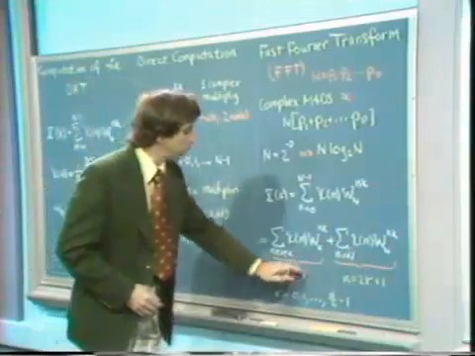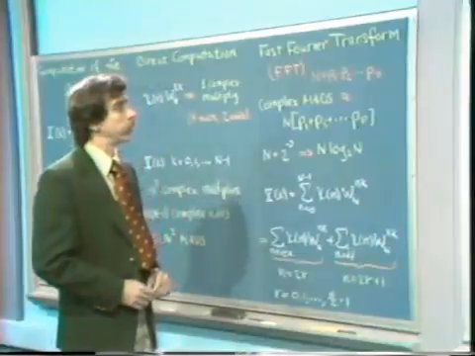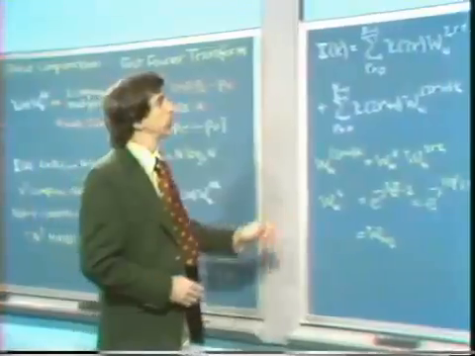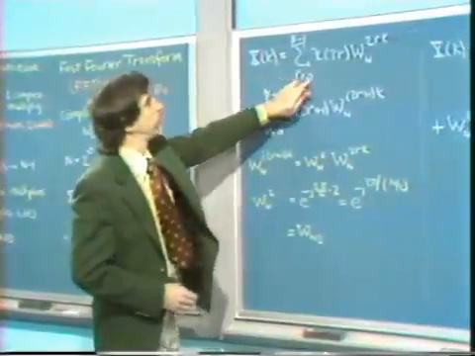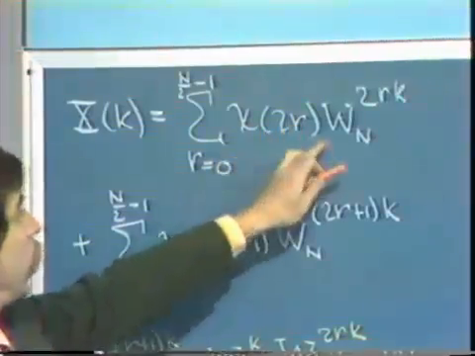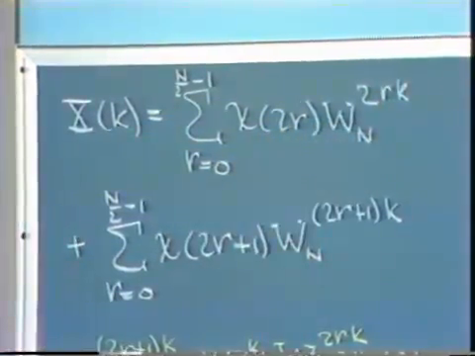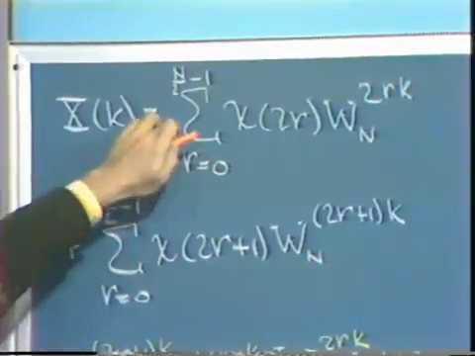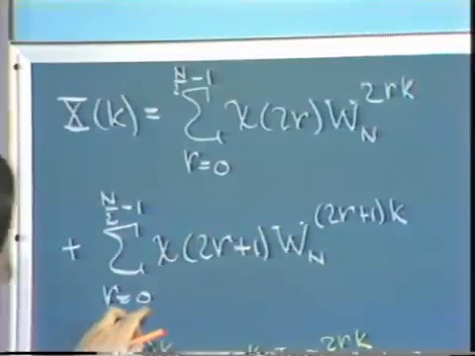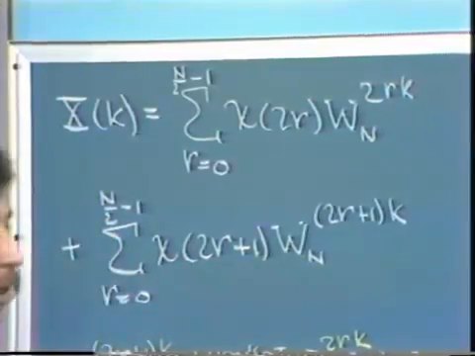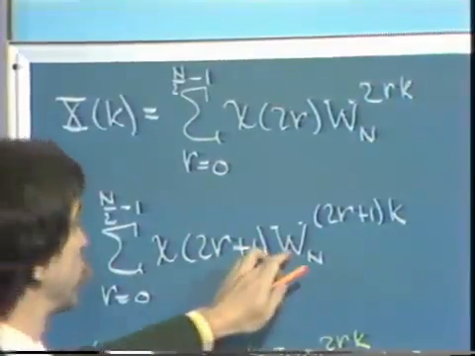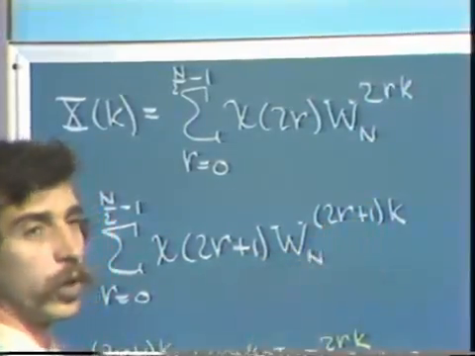All right, so making the substitution of variables then, this sum is converted into a sum from r equals 0 to n over 2 minus 1 of x of 2r times w sub n to the 2rk, those are the even-numbered terms, plus a sum over the odd-numbered terms from r equals 0 to n over 2 minus 1 of x of 2r plus 1, the odd-numbered points, times w sub n to the (2r plus 1) times k.